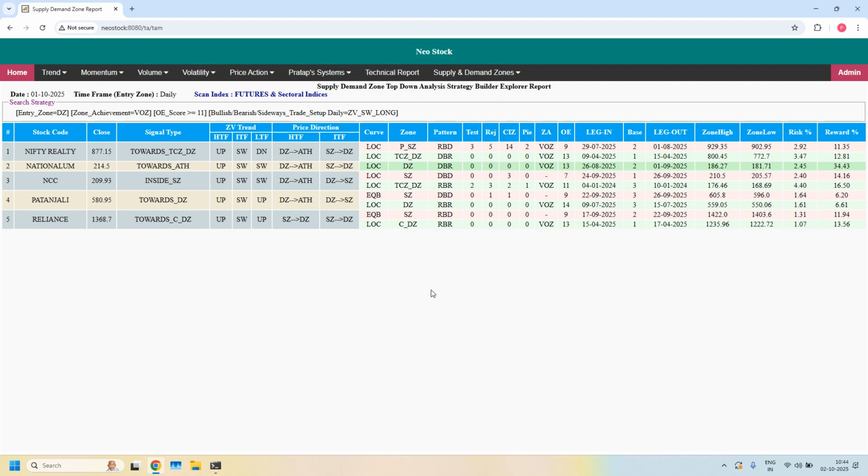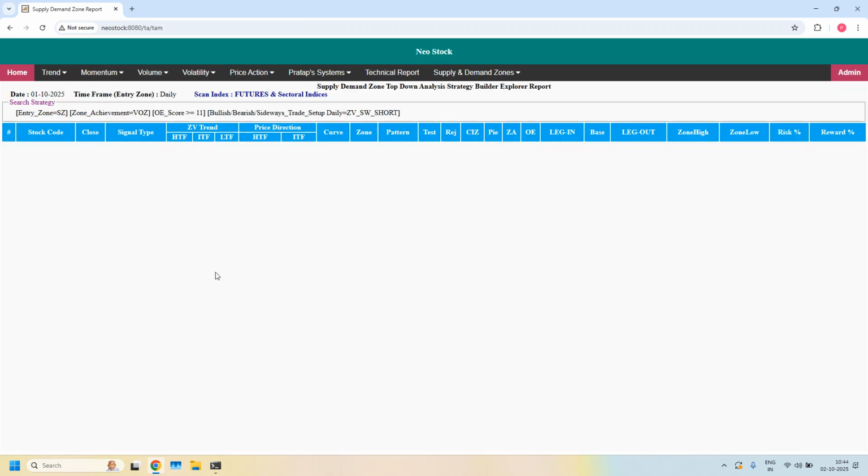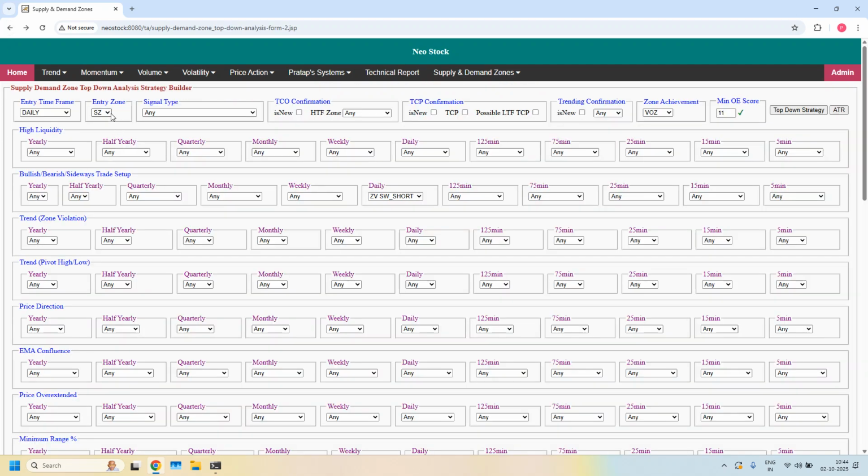But you should plan trades only if lesson 20 checklist items are satisfied. Sorry, not lesson 20. This is sideways trade setup. Lesson 30.3 checklist items are satisfied. Otherwise, higher chances of zone violation. Okay, next sideways short trade setup. Daily supply zone and sideways short. No stocks. Next bullish trade setup.